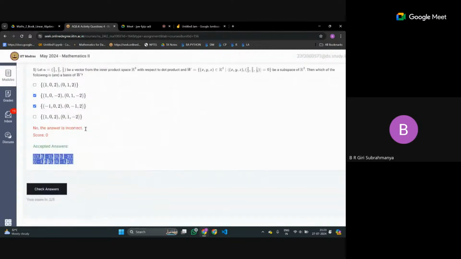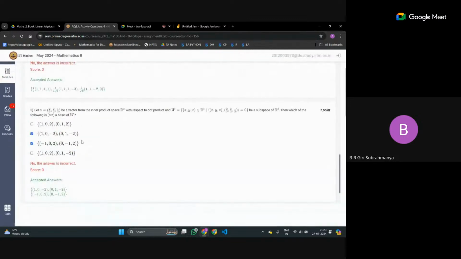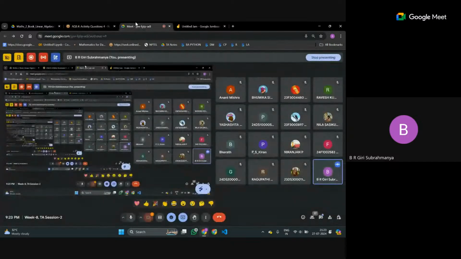Or if you don't have time, you can just take the options, take the vectors, take the dot product with this vector and see, and check for linear independence. That's also another way to do it. Clear? If there's any doubt, you can ask. Otherwise, we can go to the next activity.